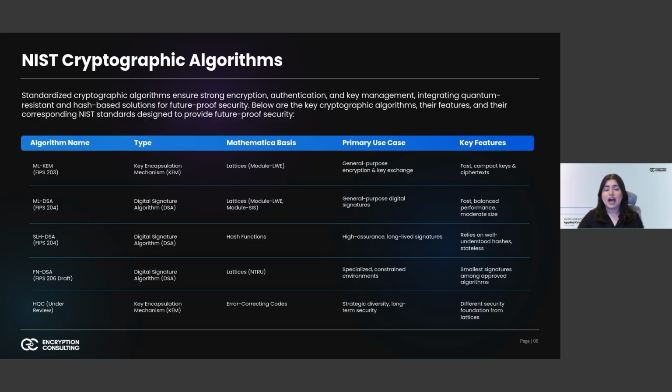And finally, we have HQC. This is a key encapsulation mechanism that is currently under review. Its security is based on a completely different mathematical field, error-correcting codes. This makes HQC the crucial backup plan for ML-KEM, ensuring cryptographic diversity and long-term security if any vulnerabilities are ever found in lattice-based cryptography. We will be breaking them down in more detail in the upcoming slides.